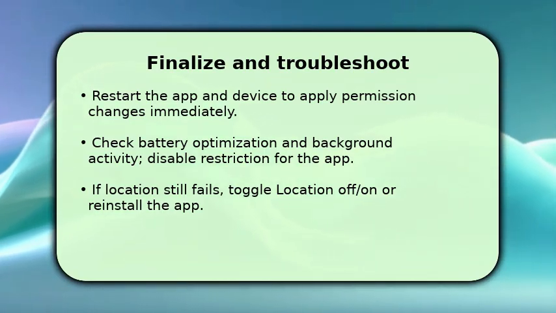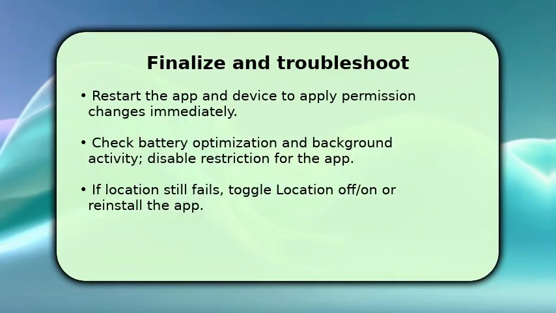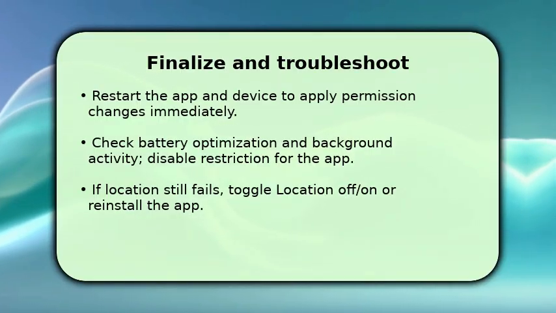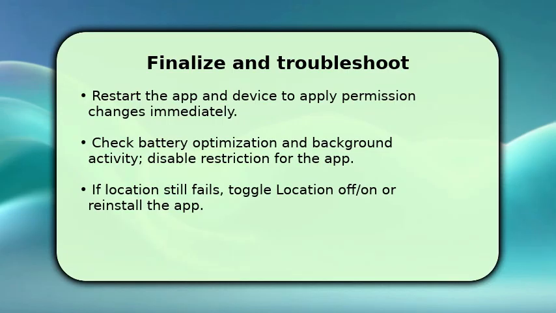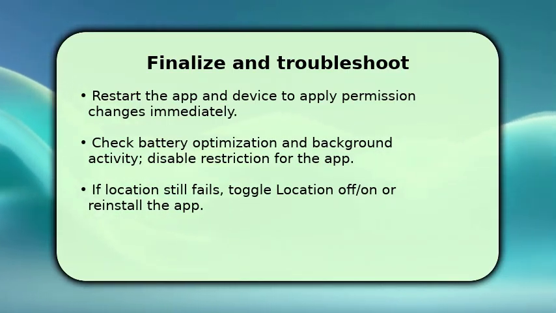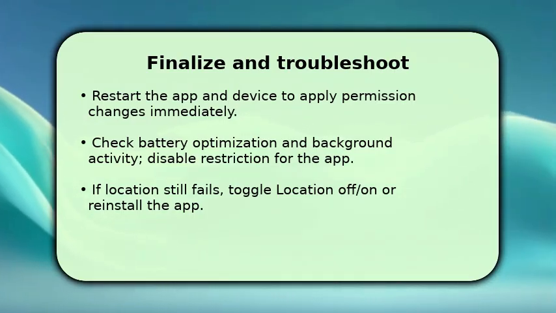Make sure battery optimization or background restrictions aren't blocking location updates. Exclude the Wallpaper app if necessary. If location still fails, toggle location off and on, then reopen the app. As a last resort, reinstall the app. If problems persist, one key troubleshooting tip: check OS-level privacy data.